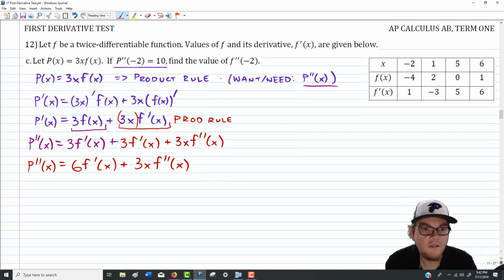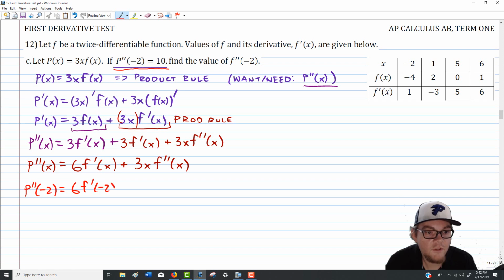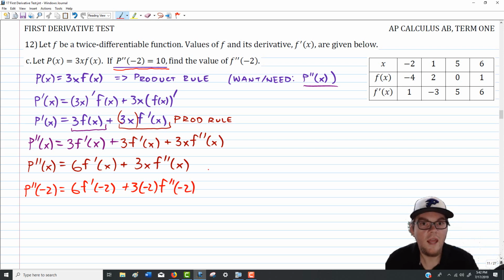From here, our next move is, of course, to start reading the rest of the function. It tells us first and foremost that p double prime of negative 2 is equal to 10. So we're talking about p double prime of negative 2, and that's going to be 6f prime of negative 2 plus 3 times negative 2 f double prime of negative 2. And again, in your heart, you might start to feel a little bit of anxiety because you're like, wait, I don't know what f double prime of negative 2 is.